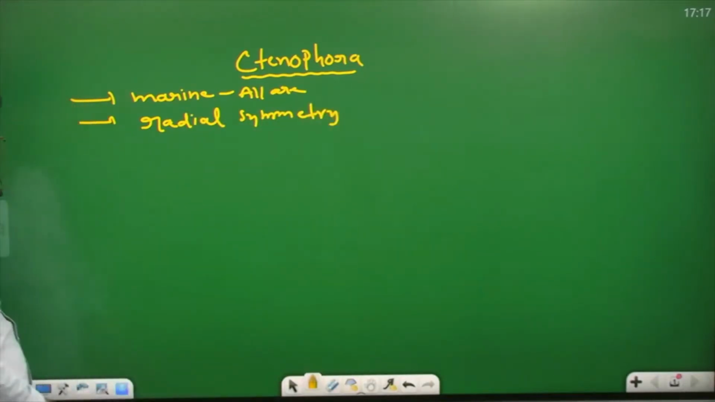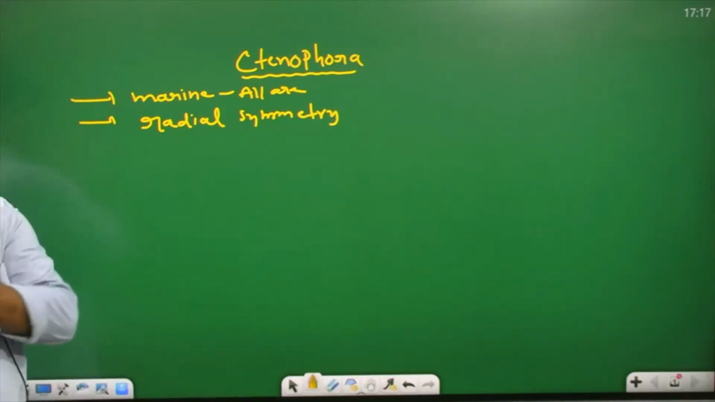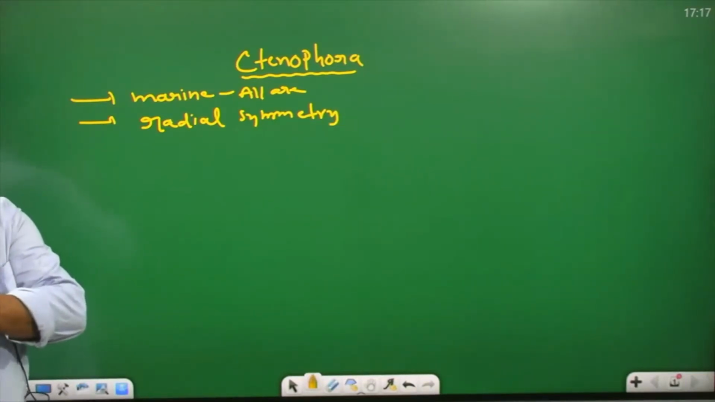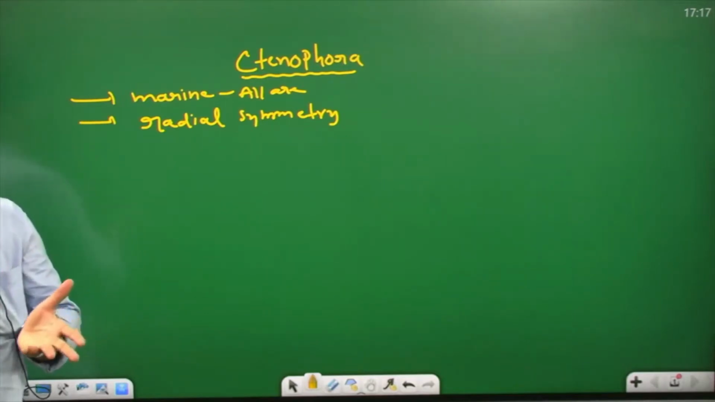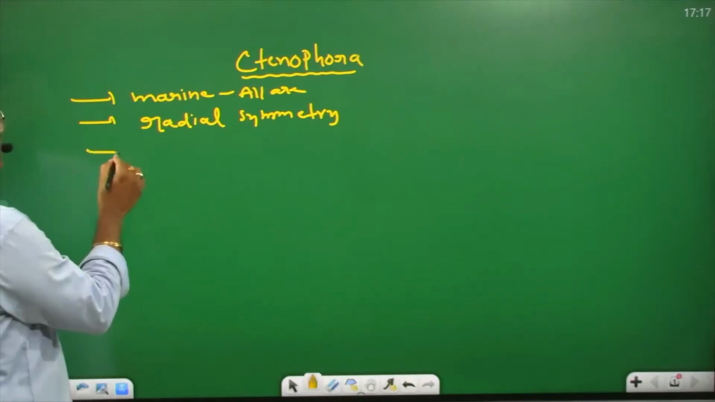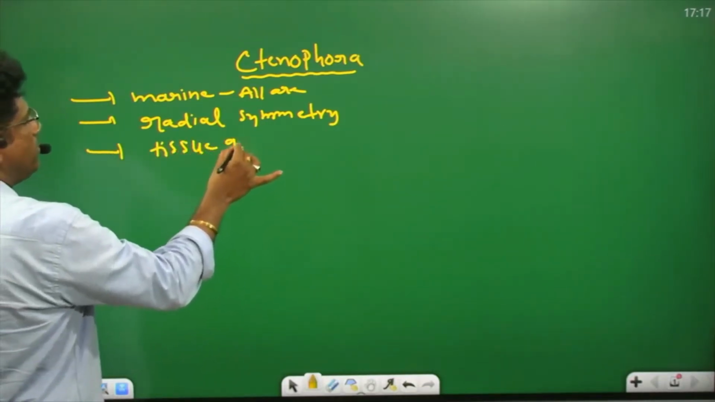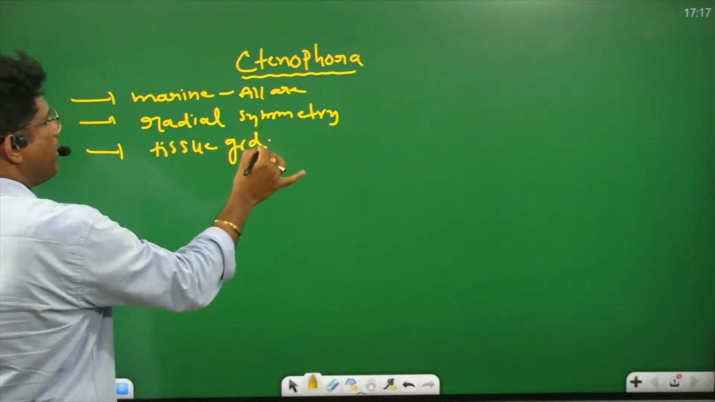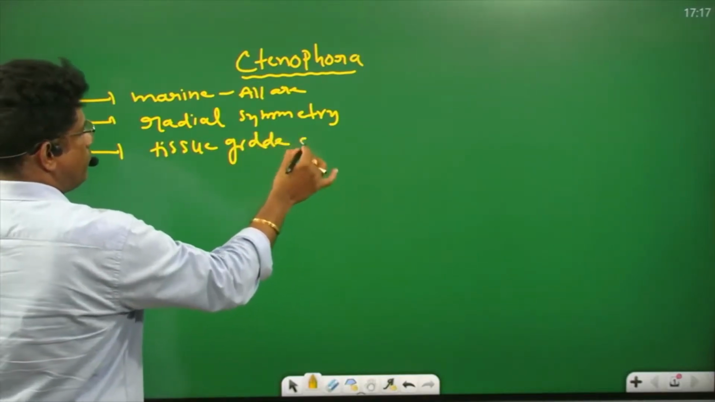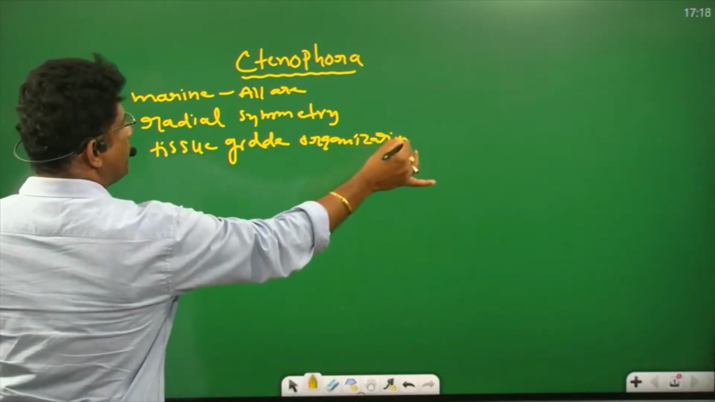You know radial symmetry? A spherical body, a round body. That body is a round shape. When they have the round shape, that is called radial symmetry. These also exhibit tissue grade organization. They have the tissue grade organization.